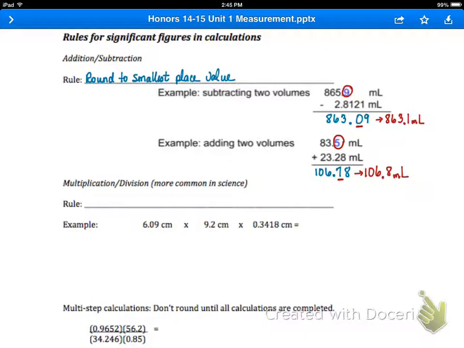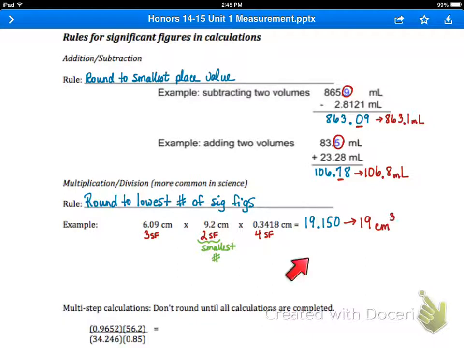The rule for multiplication and division, which is much more common, is that we round to the lowest number of sig figs. So if we multiply these 3 numbers together, we first have to look at the sig figs. 3 sig figs, 2, and 4. But 2 is going to be the smallest number, so we're going to round to 2 sig figs.